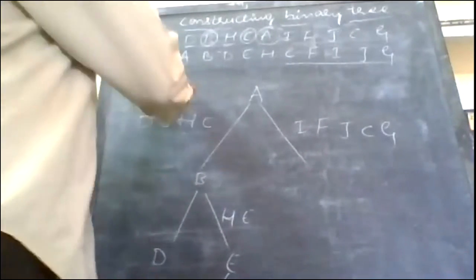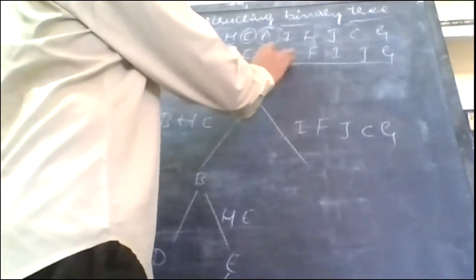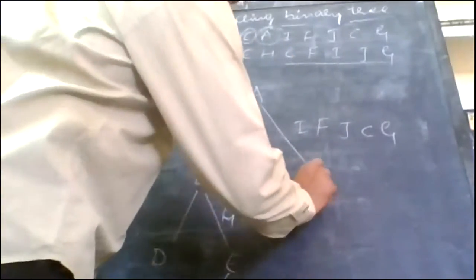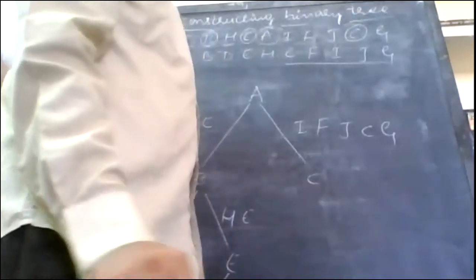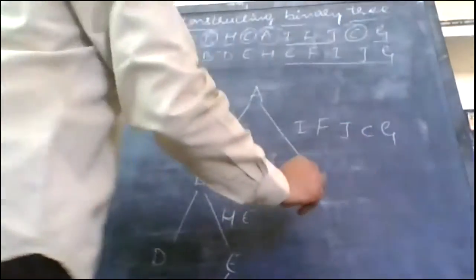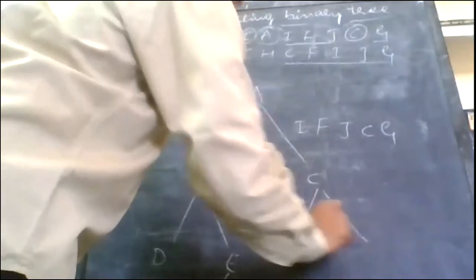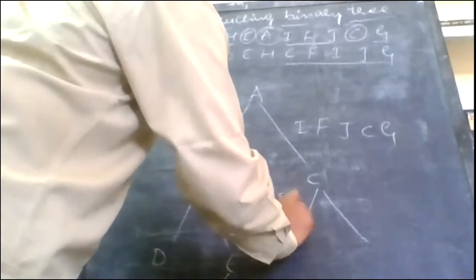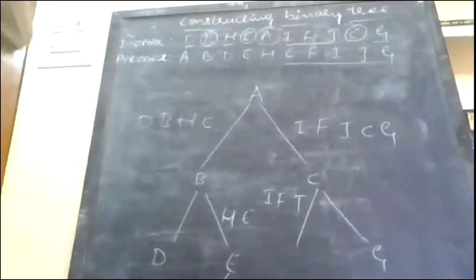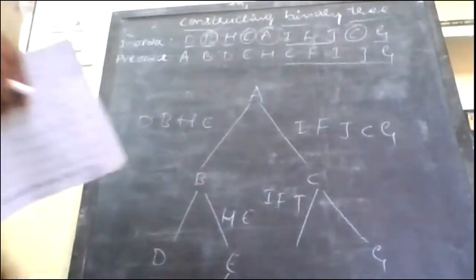So the first element, if I scan from left to right, I find is C. C is a root. Now what I need to do? I need to encircle it. I need to mention that one in where? In in-order. If I do so, I find 3 elements on the left side and 1 element on the right side. The 3 elements are I, F, J, and the 1 element is G. That is, the right tree is G.